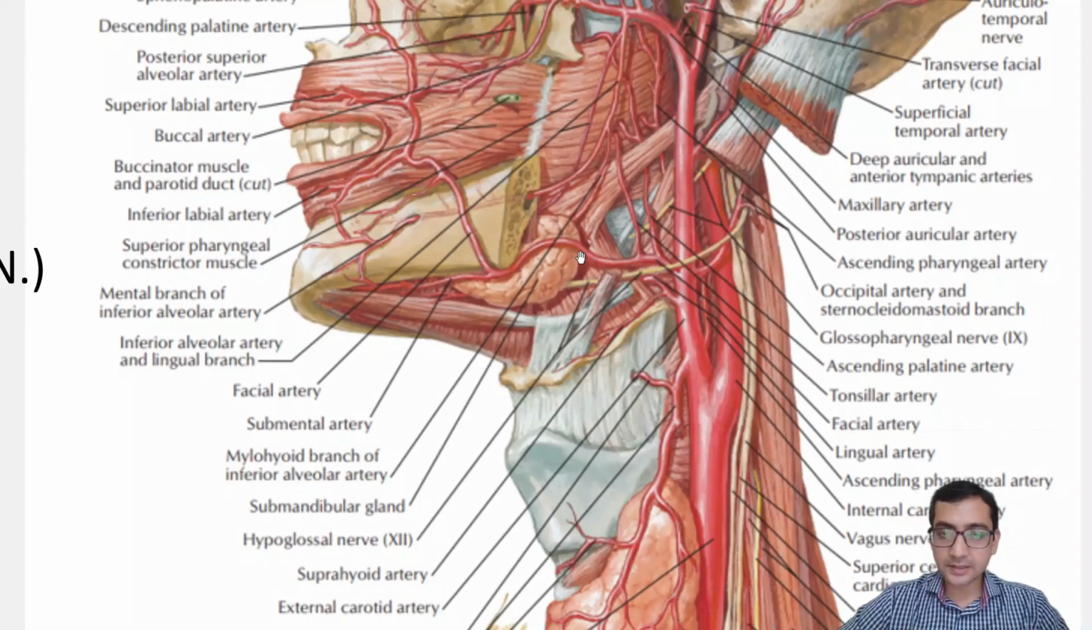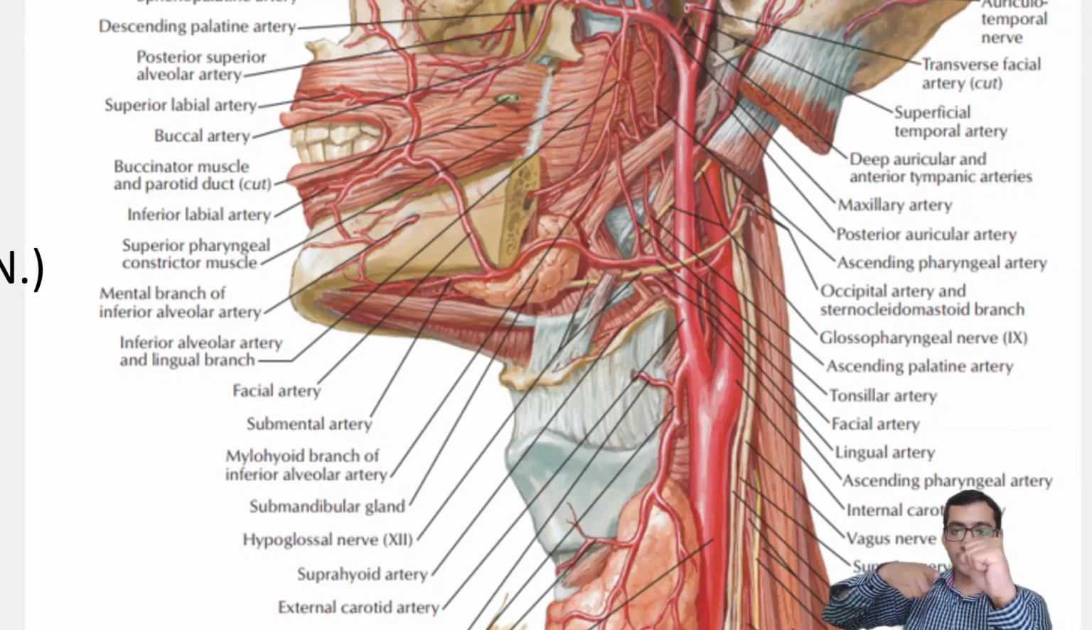Then it enters the submandibular fossa. The submandibular fossa is the same as the submandibular space, the submandibular triangle, the digastric triangle that we discussed in the previous lectures. It gets on the medial aspect of the submandibular gland. Let's talk about this picture. If this is the submandibular gland, this is the lateral aspect, this is the medial aspect. This is the lateral, superior, medial, inferior aspect.